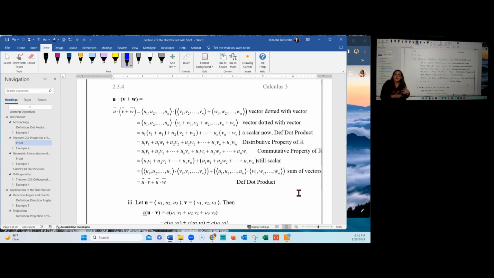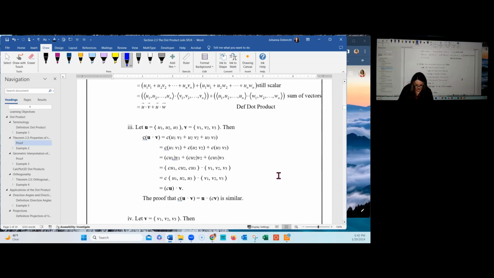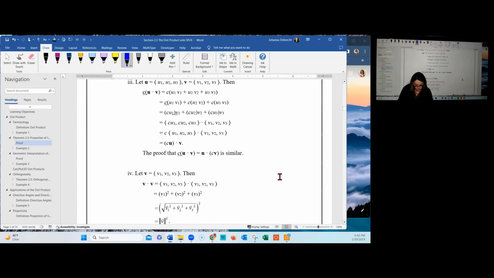Now I can go in reverse, if you will, and say that this part right here, all the components of u and v multiplied together and then added up, is basically the definition of the dot product of u with v. And all of this part right here, which is the components of u and w multiplied together and then added up, is the definition of u dot w, which proves it. That's probably the hardest one to prove. Let's take a quick look at a couple more.